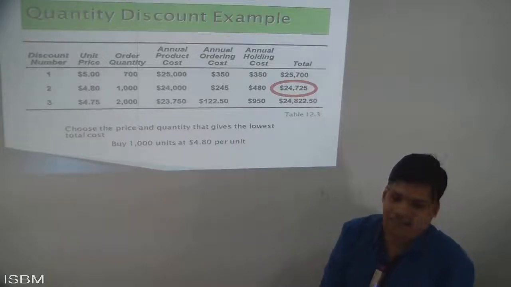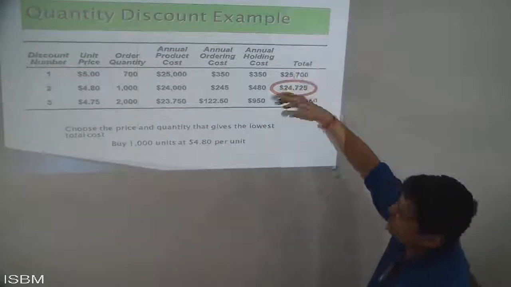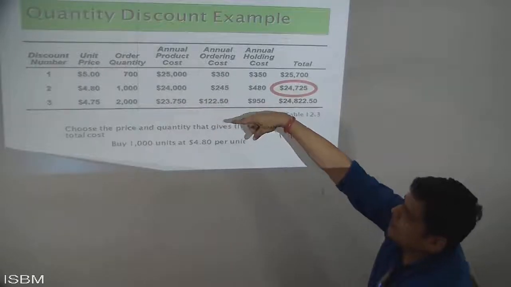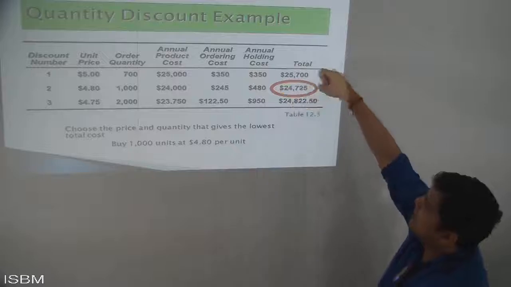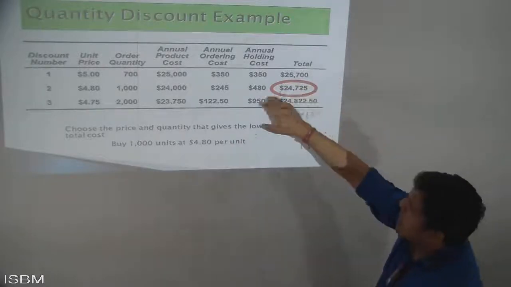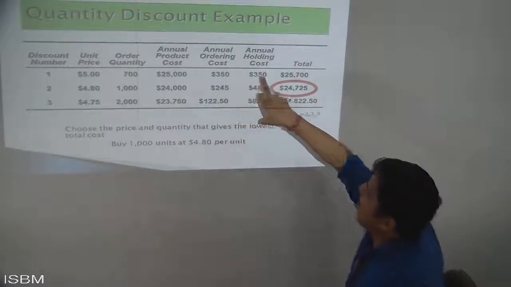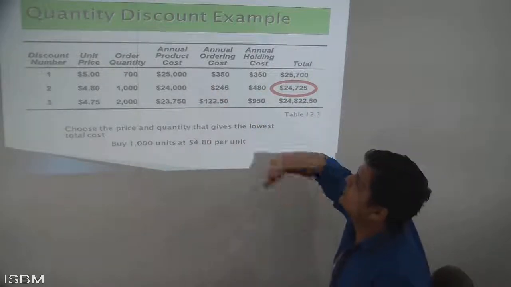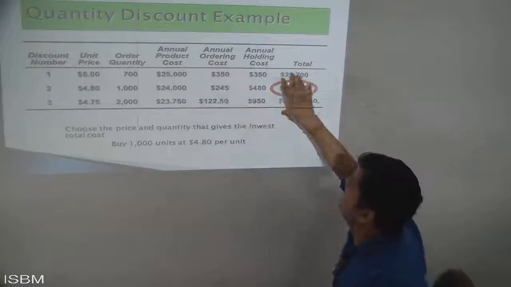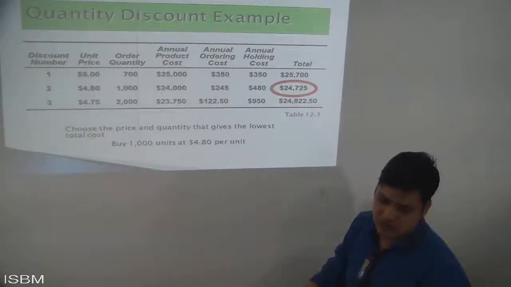Quantity discount example. You can see the quantity discount examples: discount number, unit price, order quantity, annual production cost, annual ordering cost, annual holding cost, and then total cost. You are going to add the annual production cost, ordering cost, and holding cost, so you will get the final total cost.